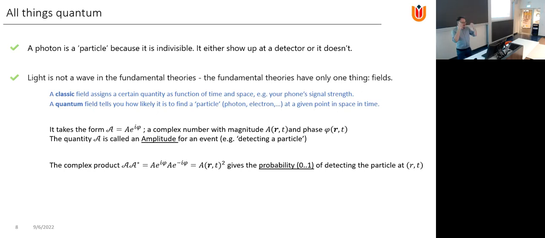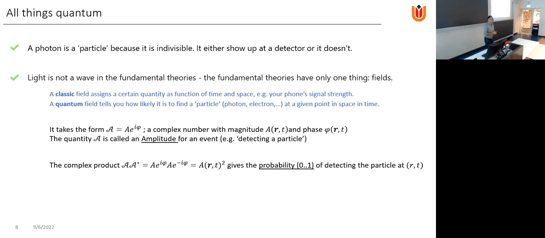And if we now take the complex square of that amplitude, so we multiply it with its complex conjugate, you end up with the magnitude squared. This magnitude squared is exactly the probability, an observable probability between 0 and 1 of detecting a photon at a certain place and at a certain time. That is what is calculated. So basically in the quantum theories, we can only calculate probabilities. You don't calculate absolute things. There is only a probability that you will find something.